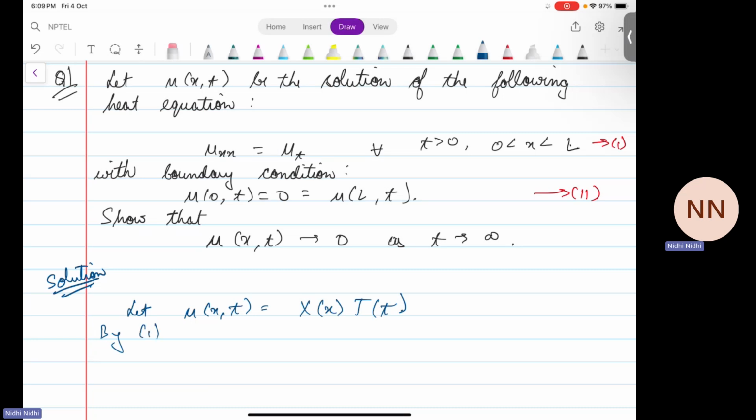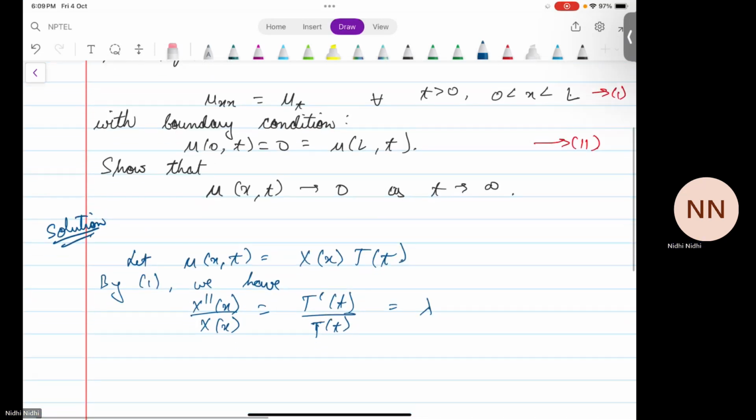By equation 1, we have X''(x) by X(x) is equal to T'(t) by T(t). Now we can see that the left hand side is a function of x, and the right hand side is a function of t, and they both are equal. So this can be possible only if this is equal to some constant lambda. Let's mark this as equation 3.